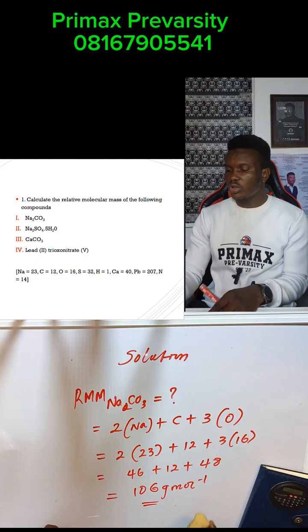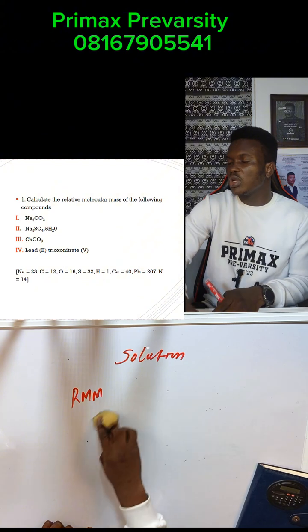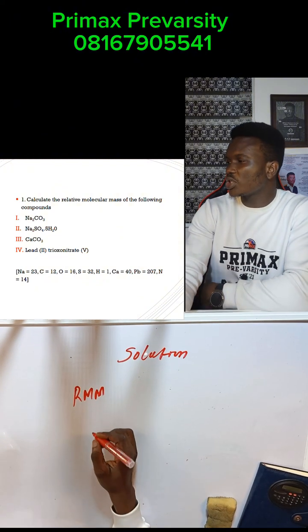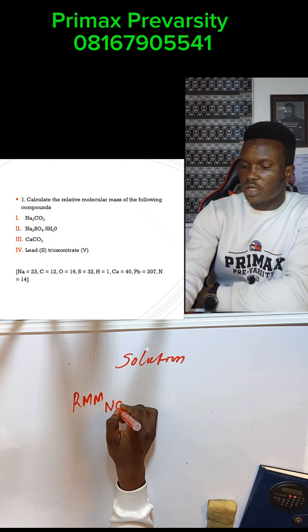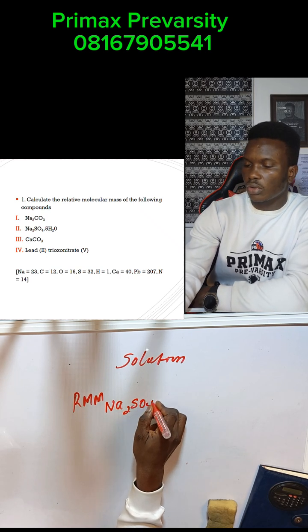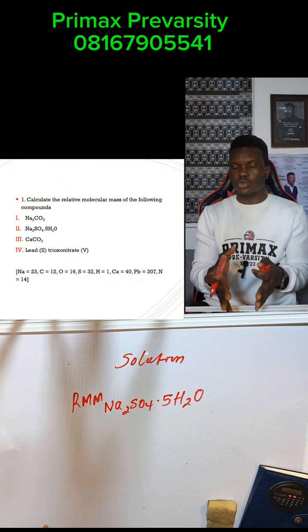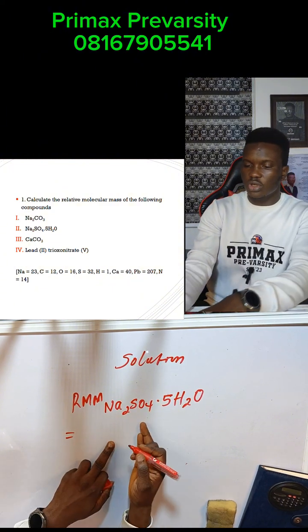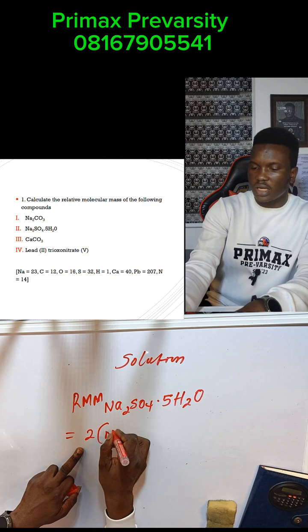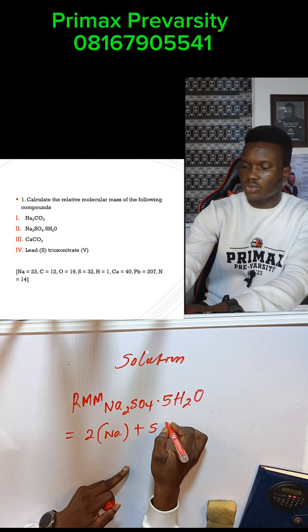So let's see how you're going to do that. If you are asked to calculate the relative molecular mass of sodium tetraoxosulfate(VI) pentahydrate, that's Na2SO4.5H2O, just the same way I did the last one, that's how you're going to do this. So when you are doing this, how many sodium do you have here? That's 2Na, plus how many sulfur? I have just a single sulfur.